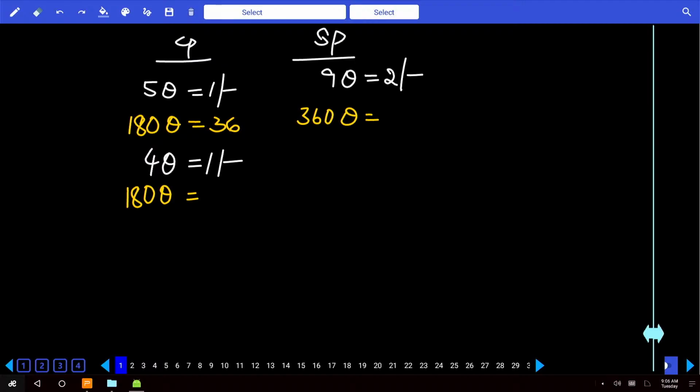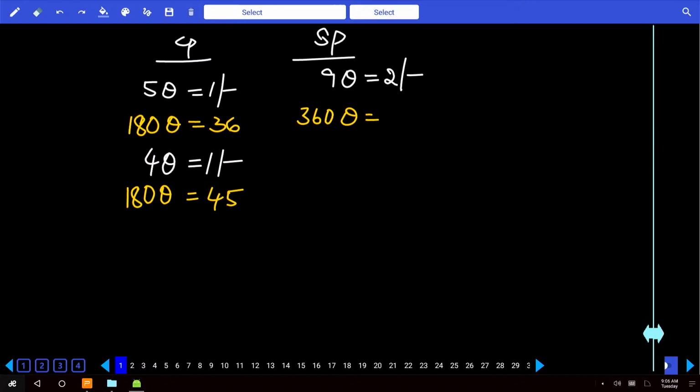The second variety cost him 4 oranges for 1 rupee. For 360 oranges, he is going to pay, divided by 4, 45. So for total, how many oranges he bought? 360. How much he paid? 36 plus 45. 81 he paid.